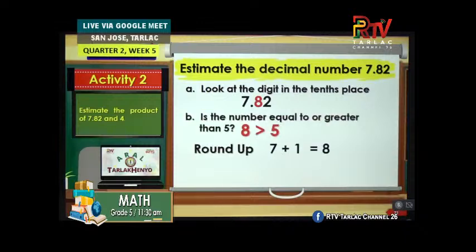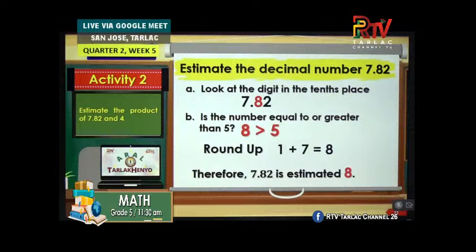Is the number equal to or greater than 5? That's right, it is greater than 5. 8 is greater than 5. So, let's round up to the nearest whole number by adding 1. That becomes 7 plus 1 is equal to 8. Lastly, drop all the digits after the digit of the rounding place. Therefore, 7.82 is estimated to 8.